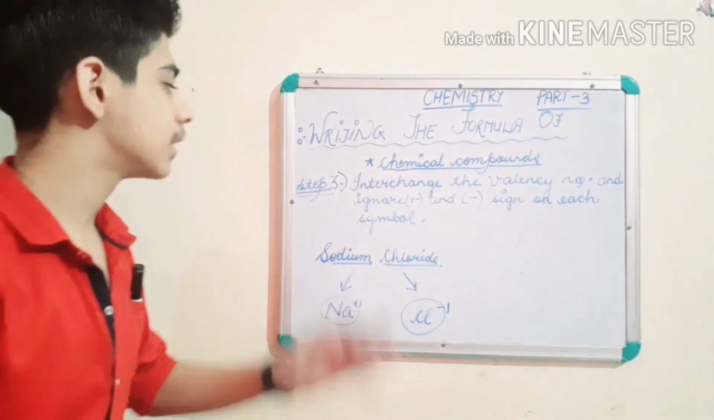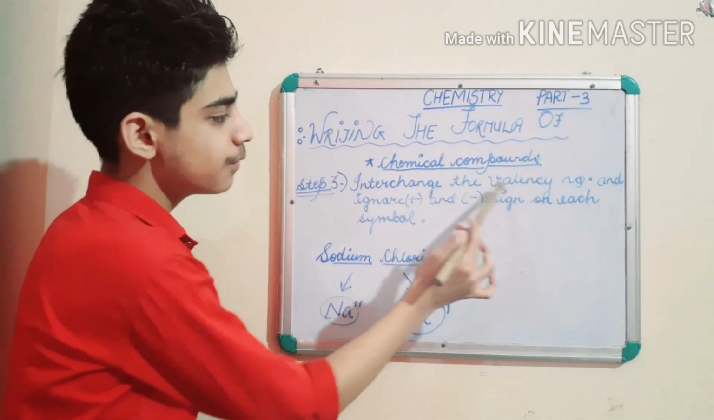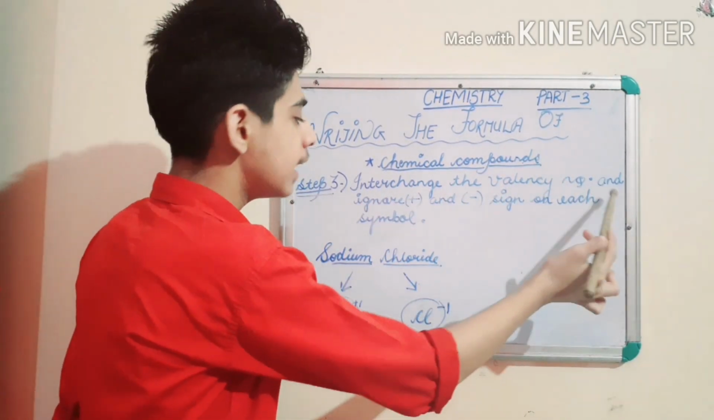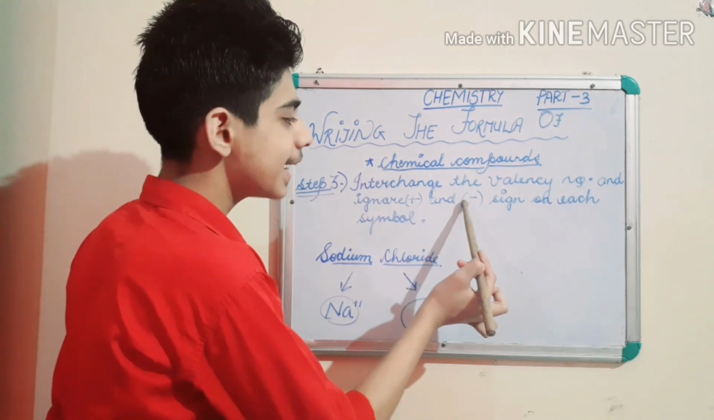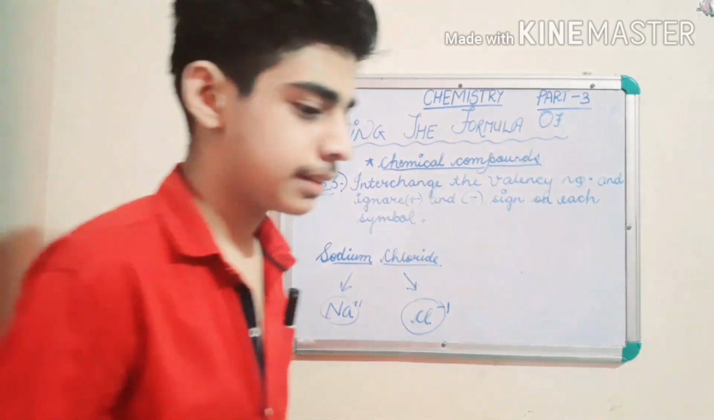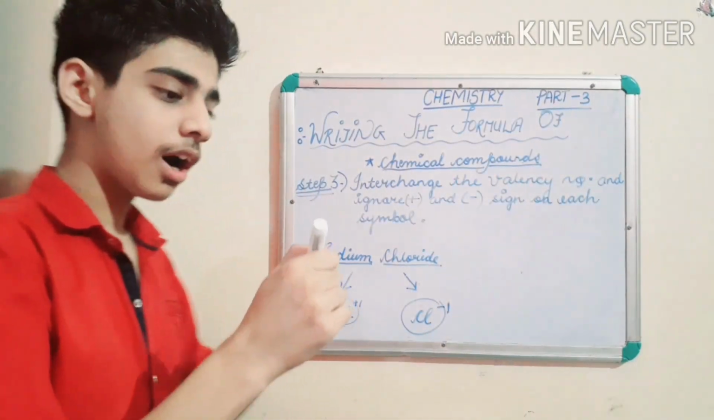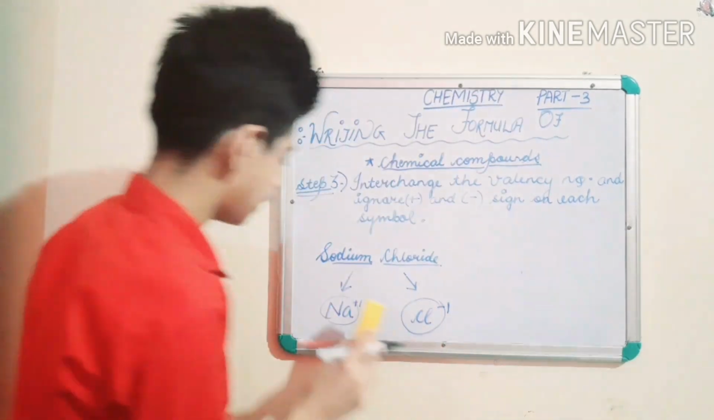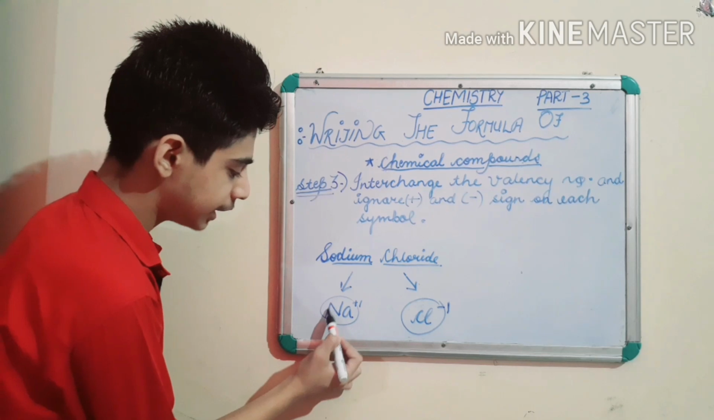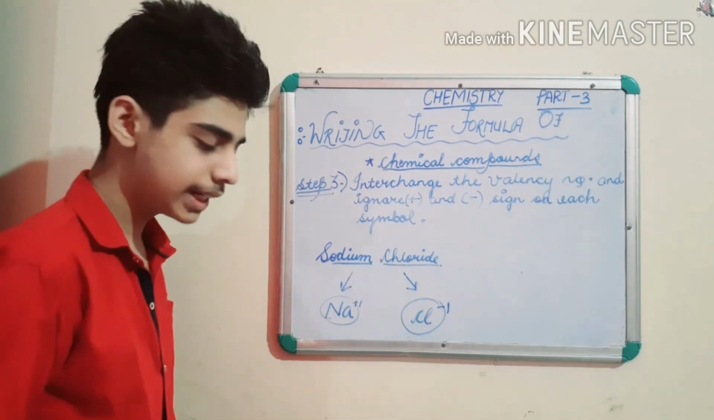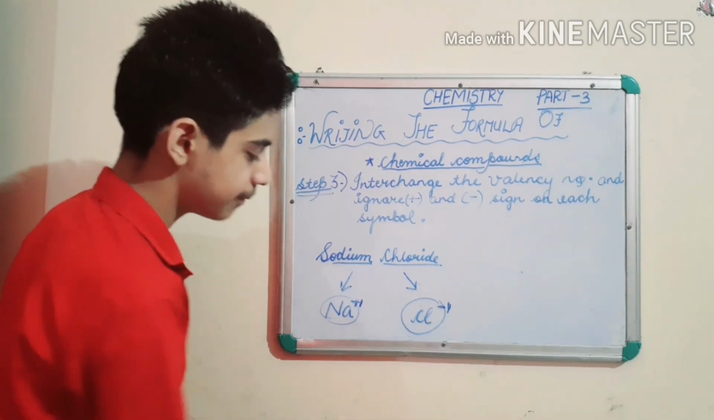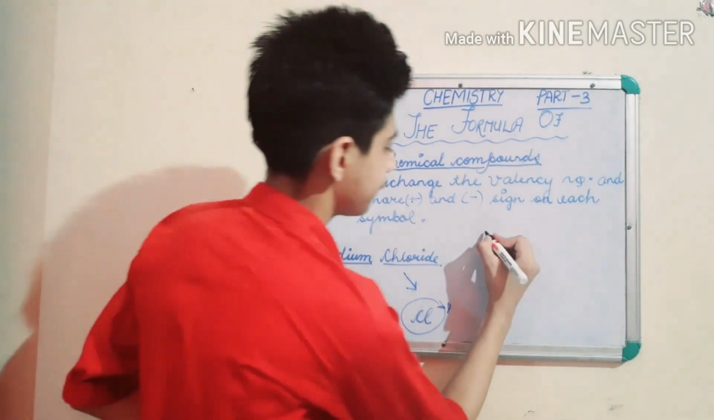So guys, now the third step: interchange the valency number. Listen carefully. Interchange the valency number and ignore the positive and negative sign on each symbol. Now I am going to show you stepwise how to do it. See, in the first step we put the positive radical on the left side and the negative on the right side. In the second step we put the valency, that is plus 1 and minus 1. Now the third step, see here.